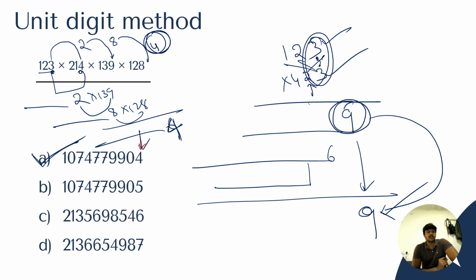But there is a problem here. What if you are having multiple options that are ending with the same last digit? That's what we are going to see in the next technique.